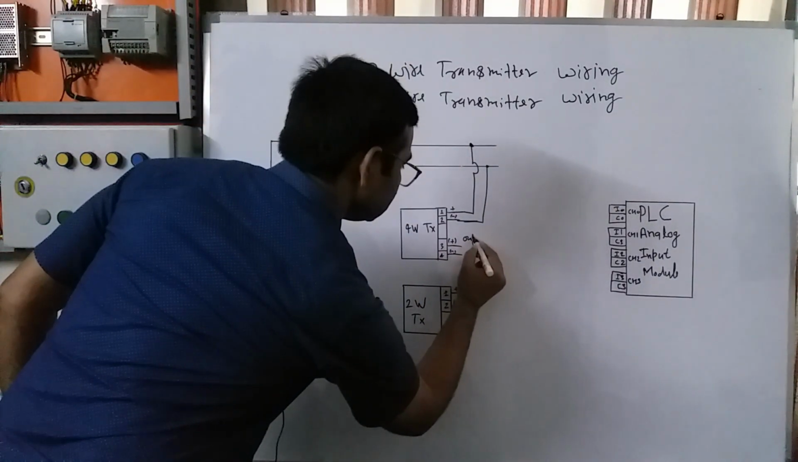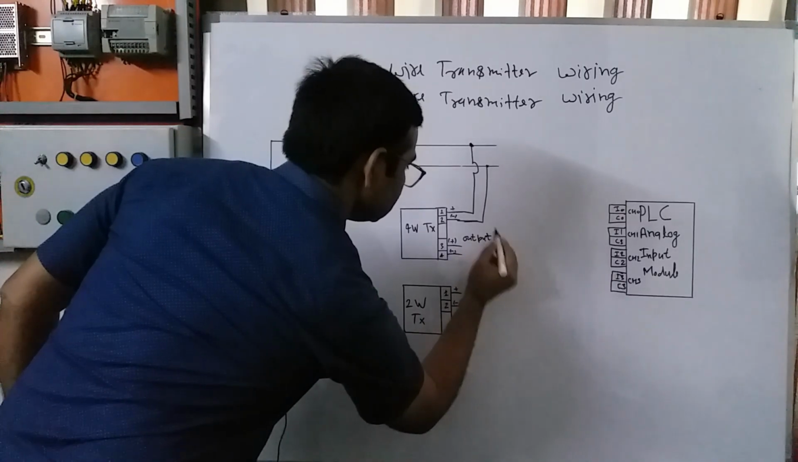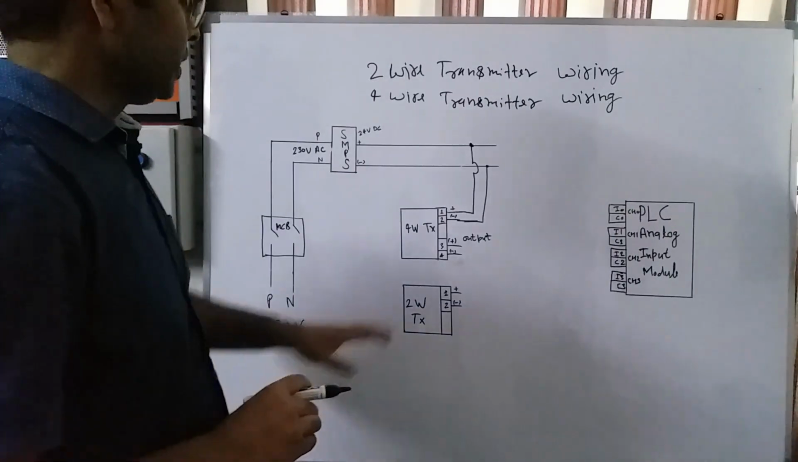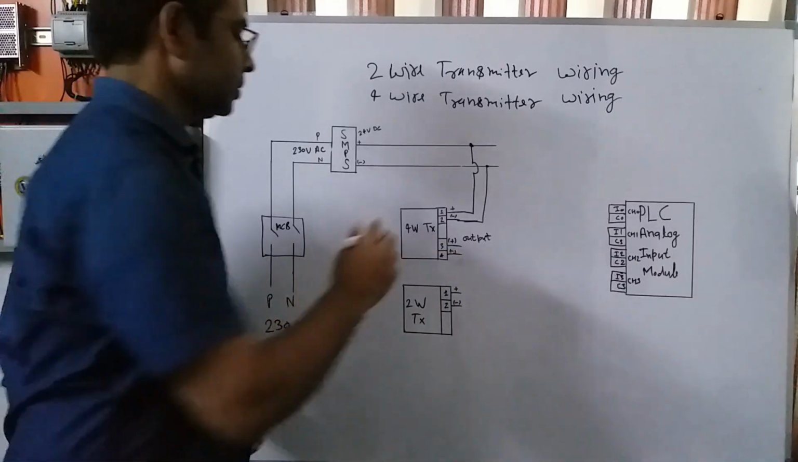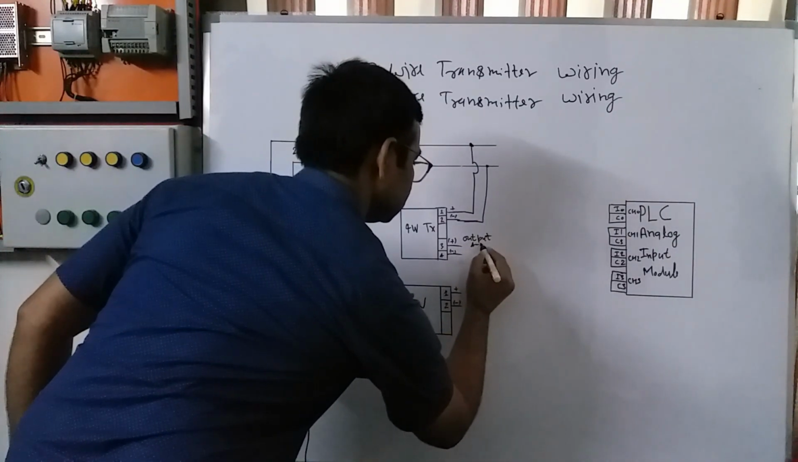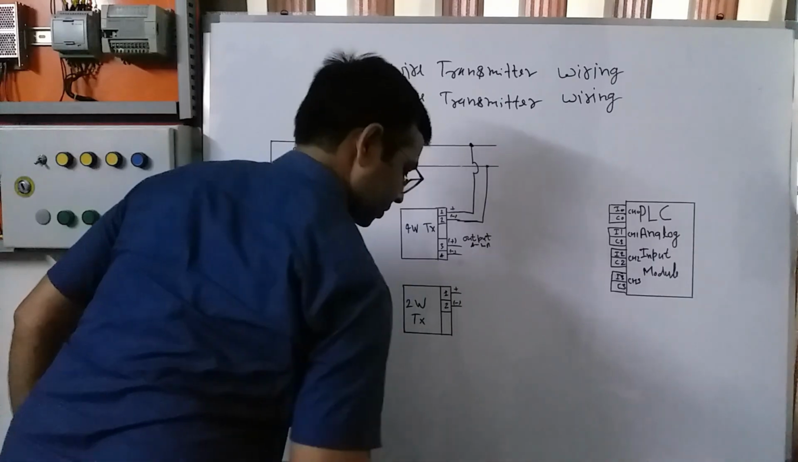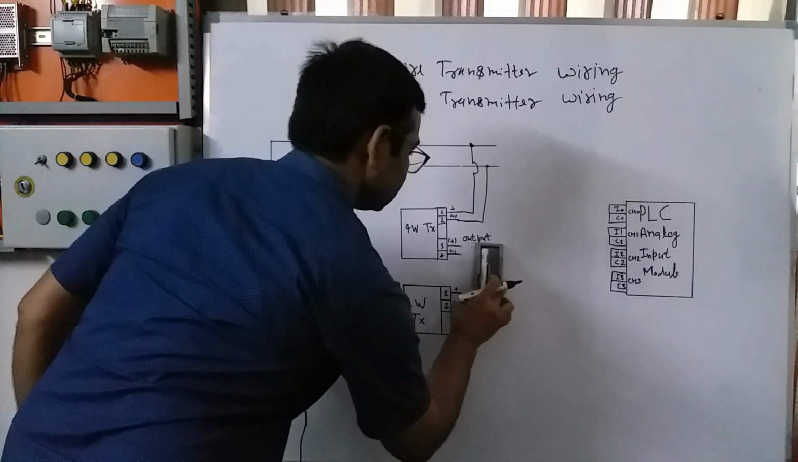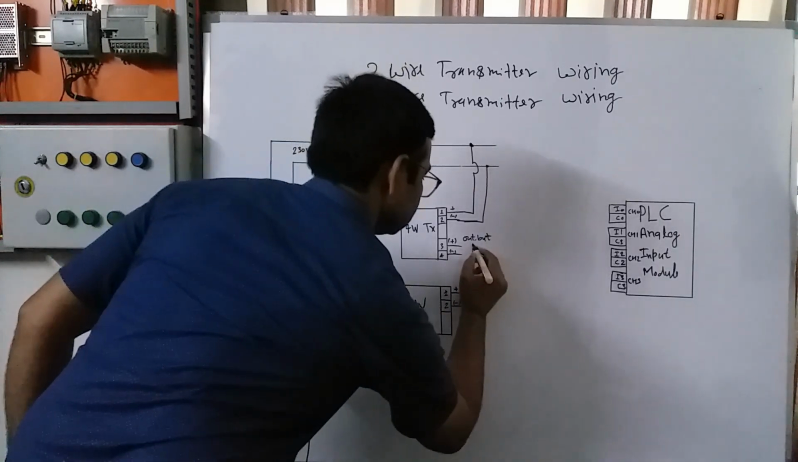Now this transmitter will produce 4 to 20 milliamperes output. Here we are not showing the input wiring of the transmitter. The output of the transmitter will be 4 to 20 milliamperes.